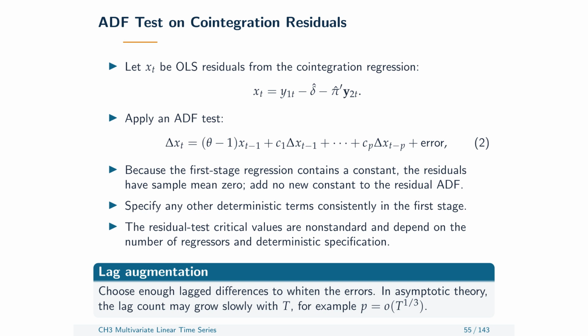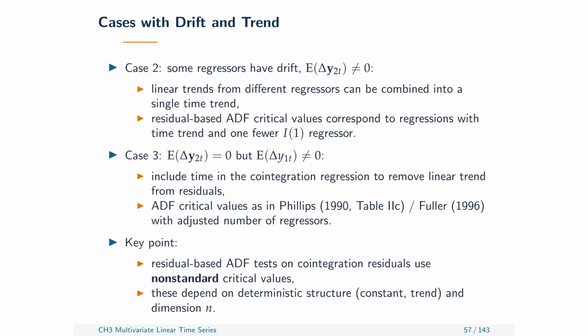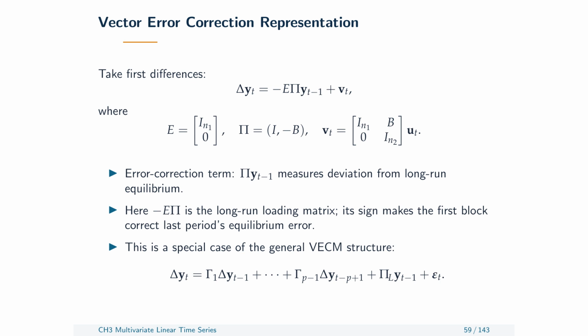Stationary residuals support cointegration. The residual test does not use ordinary ADF critical values because the residuals were generated by an estimated first stage. The critical values depend on the number of variables and the deterministic specification. A constant or trend included in the cointegrating regression must be handled consistently in the residual equation. Lagged residual differences are added until remaining serial correlation is adequately controlled. Too few lags distort the test, while too many reduce power.